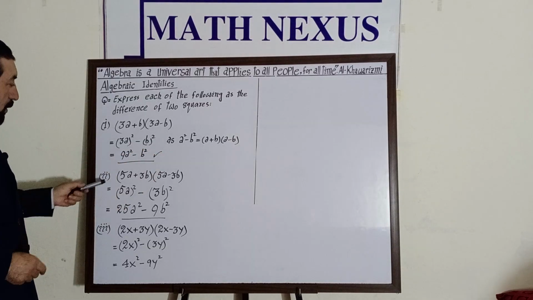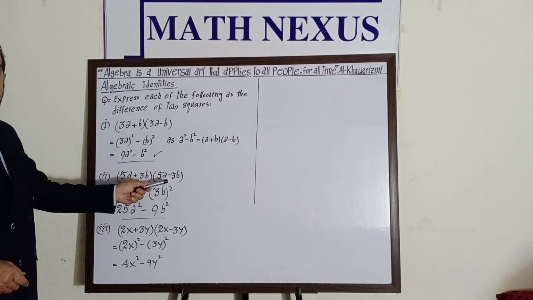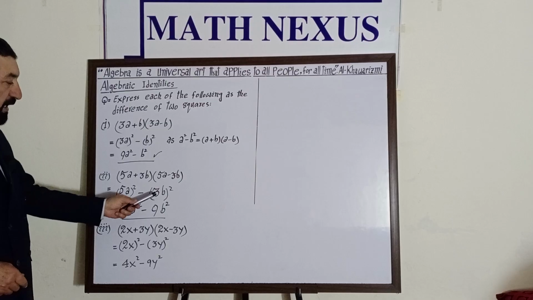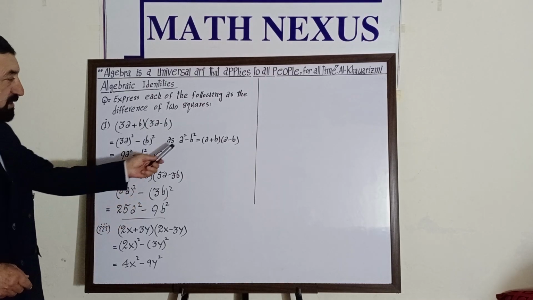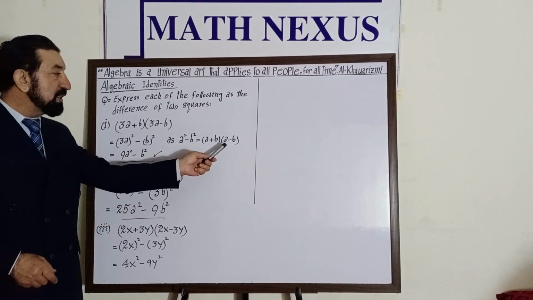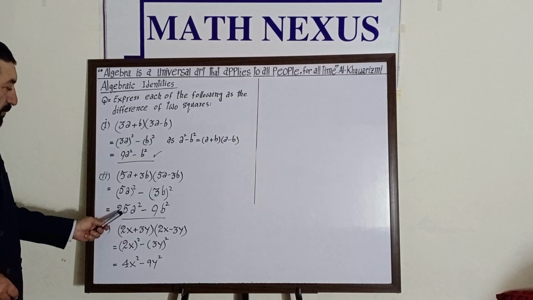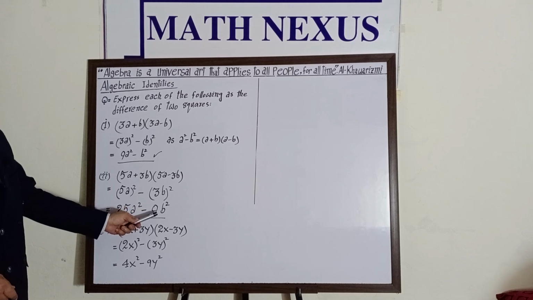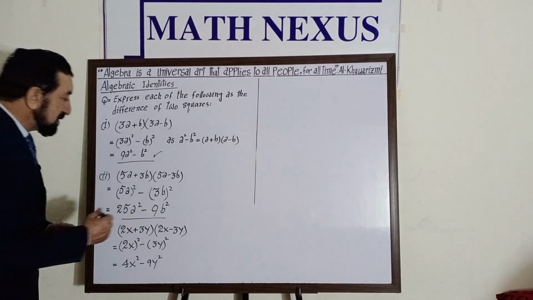Question 2. 5a plus 3b into 5a minus 3b. This is equal to 5a whole square minus 3b whole square, as a square minus b square is equal to a plus b into a minus b. This can be written as 5a square equal to 25a square minus 3b square equal to 9b square. This is the answer of the question.